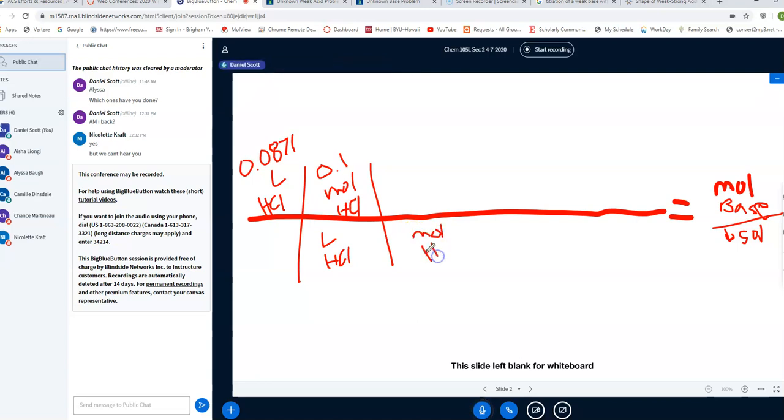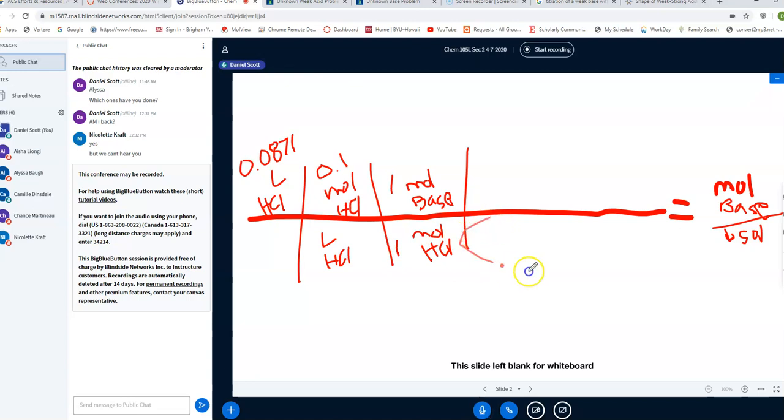And you could look up this acid if you wanted to make sure it was a 1-to-1 ratio, but the titration curve also showed us that it was a 1-to-1 ratio, right? Because there was only one region of the plateau region, or the buffer region.